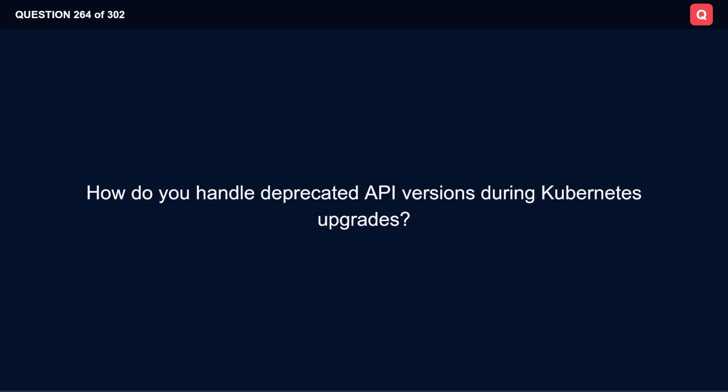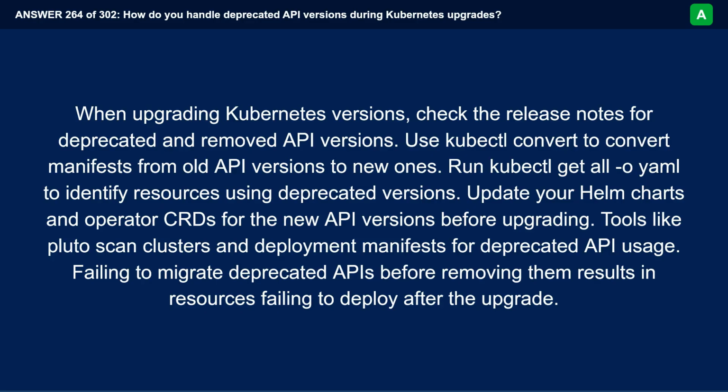How do you handle deprecated API versions during Kubernetes upgrades? When upgrading Kubernetes versions, check the release notes for deprecated and removed API versions. Use kubectl convert to convert manifests from old API versions to new ones. Run kubectl get all -o yaml to identify resources using deprecated versions.